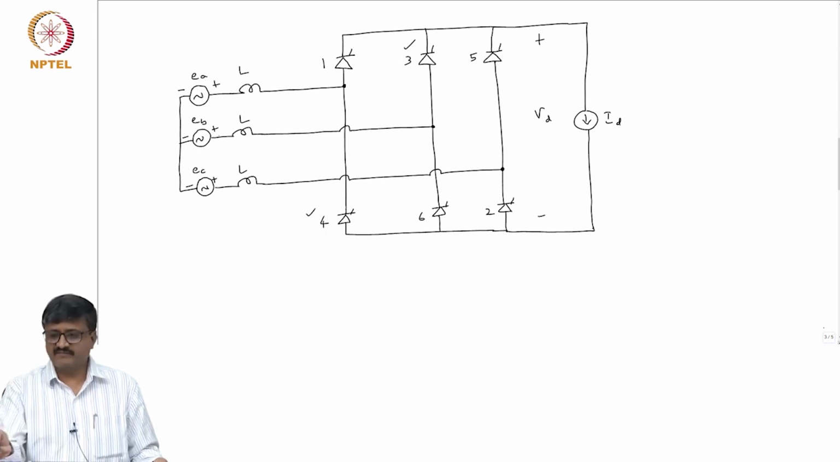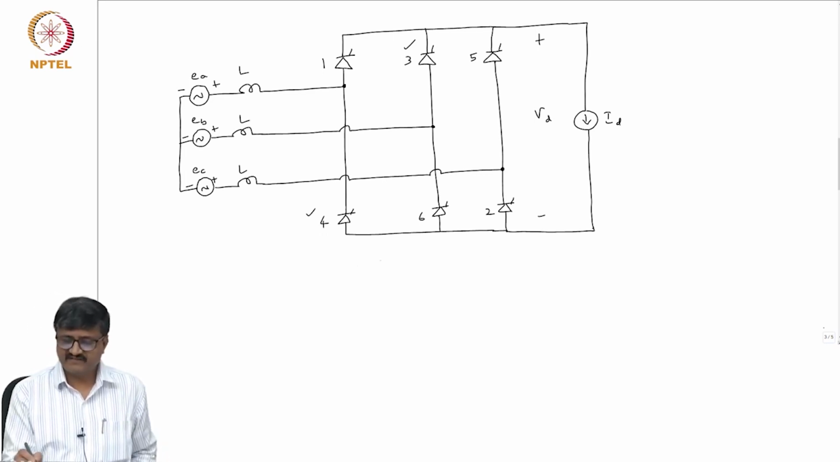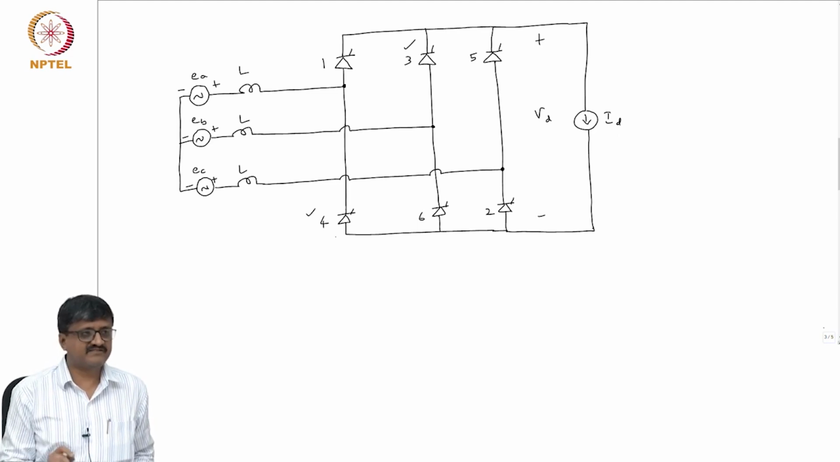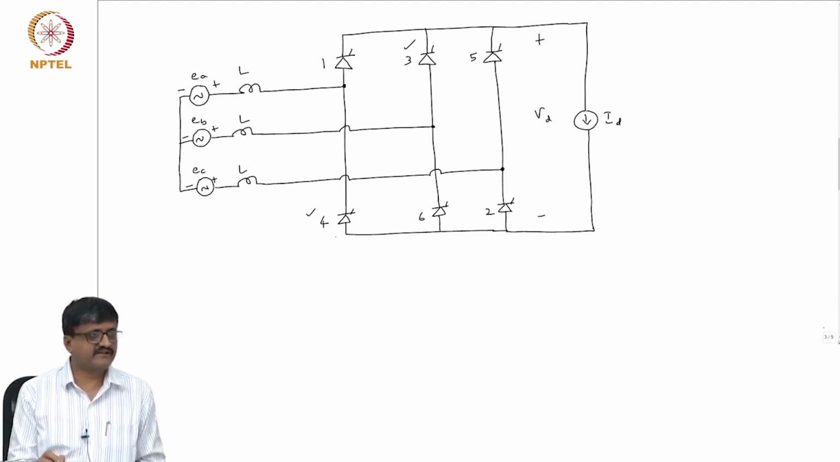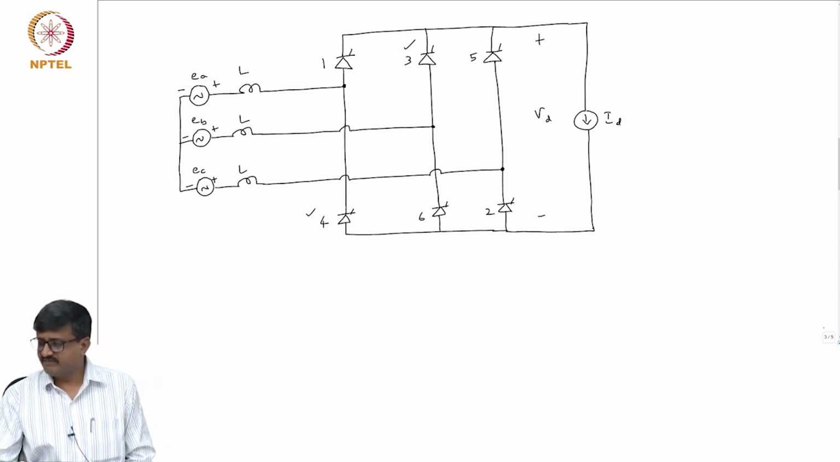EB. So, that is nothing but the positive terminal of VD. The negative terminal of the DC side is actually connected to the positive terminal of EA, because L acts as a short circuit. Of course, our thyristor valve is a short circuit. So, we can easily say that the expression for VD is EB minus EA.